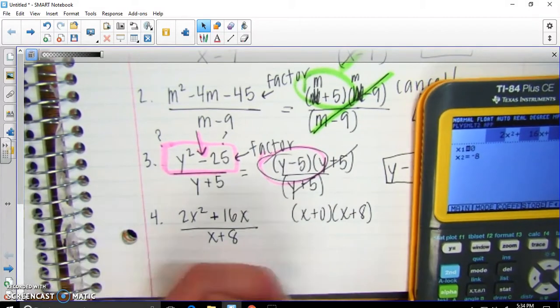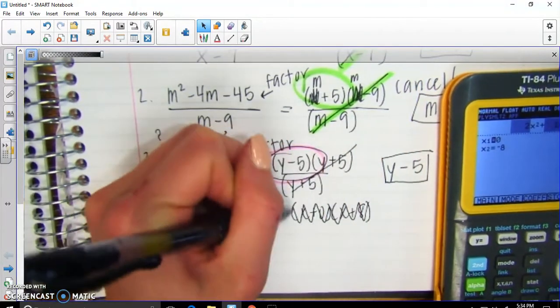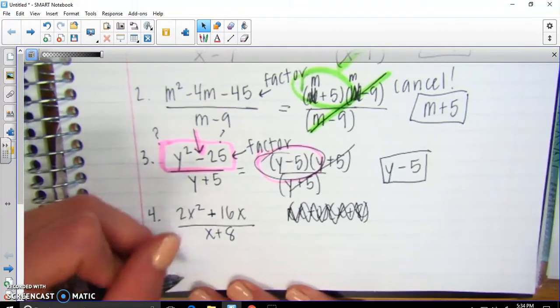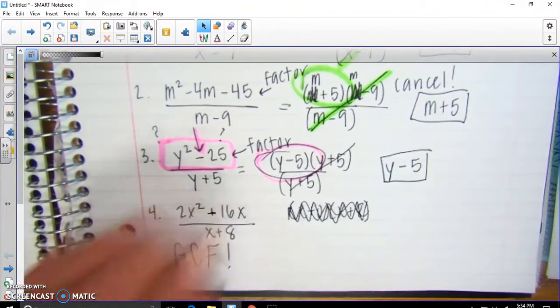X plus 0 would just reduce to x, but there's actually something that we're going to miss if we just go straight to the app on this one. We always, always, always have to look for a GCF. You always have to look for a GCF first.